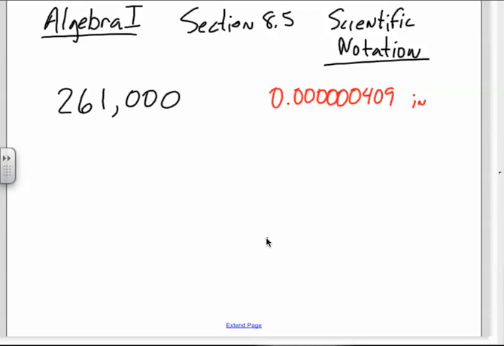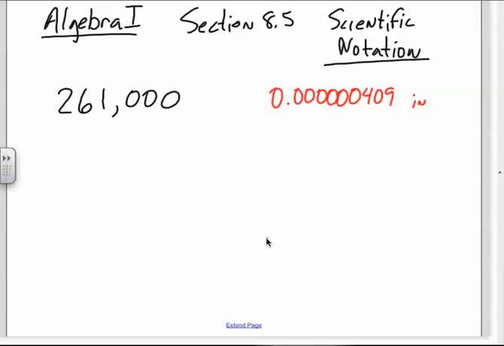Okay, guys, let's see. Algebra 1, Section 8.5, Scientific Notation. Now, guys, I know that you've talked about scientific notation in 7th grade, and the reason that we're talking about it again is because we've dealt with negative exponents recently, and so, of course, that's going to play into scientific notation, especially for very small numbers, okay?